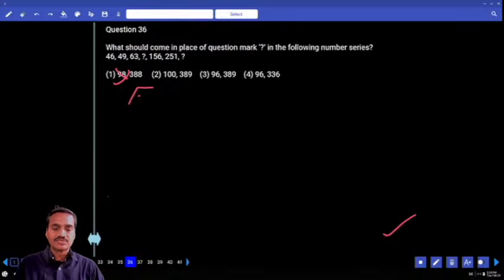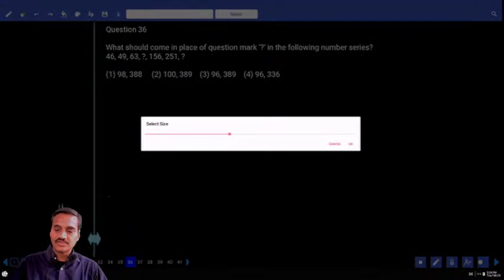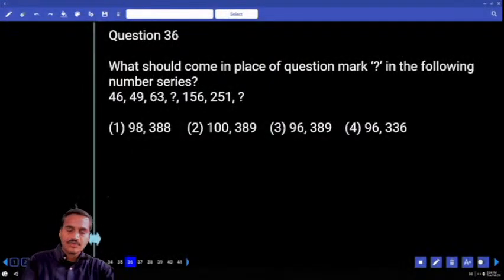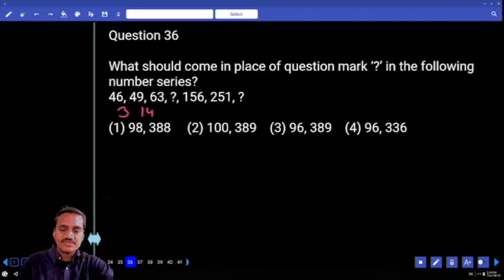The next one, question 36: 46, 49, 63, and so on. 46, 49, 63: 46 and 49 is plus 3. 49 and 63, what is the difference? 12. Now 156 and 251, what is the difference between these two? 95.